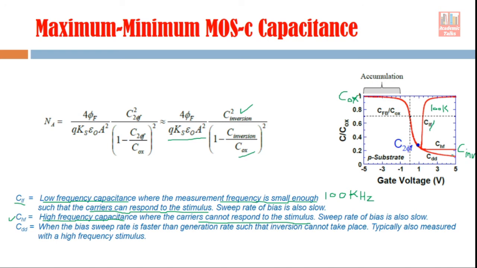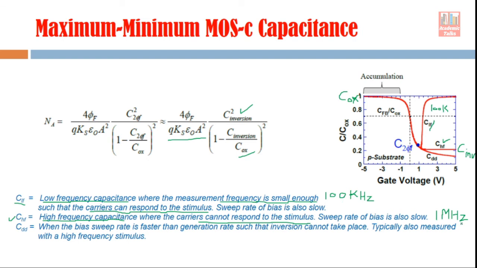Corresponding to that high frequency, we get this curve. This is C inversion, and this is the high frequency component. In case of silicon material, high frequency is nearly 1 megahertz and more. So most of the time your low frequency is 100 kilohertz and high frequency is 1 megahertz.